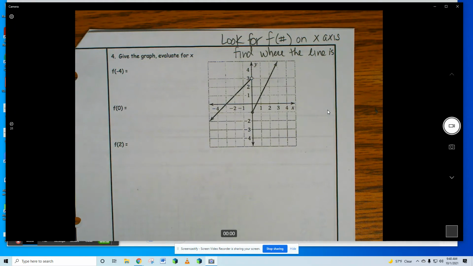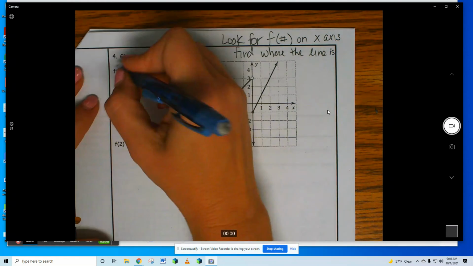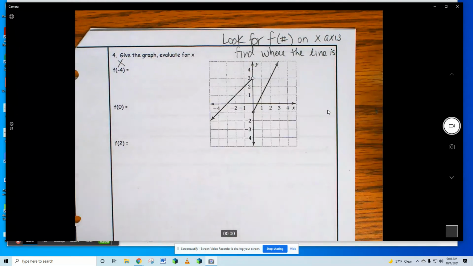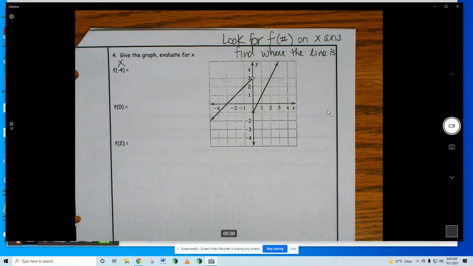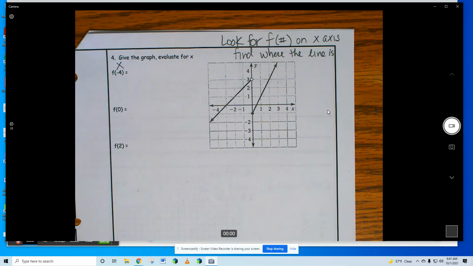All right. f of negative 4. x is negative 4. Where is x negative 4 on this graph? Everybody point to it with your finger. Where on the x do you see -4? Where is x -4? Yes, there. Yes, there. Yes, there.